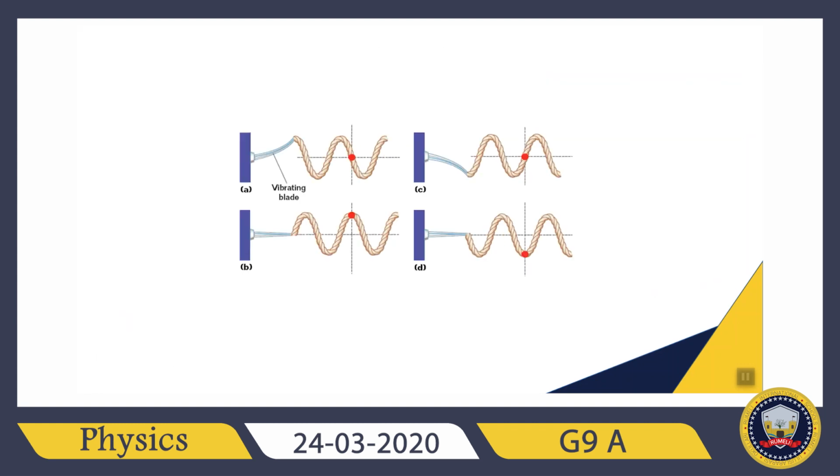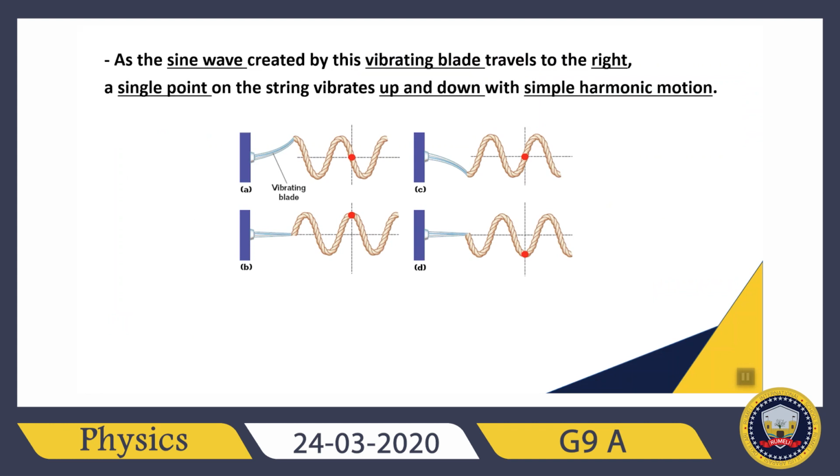So the sine wave, for example, here, if this rope is fixed at this vibrating blade, at this end, at the left side, and the wave actually is moving to the right side. What happens to the red point? Observe, notice well this red point. What happens to it if the vibrating plate stretches it or attracts it to the left side?